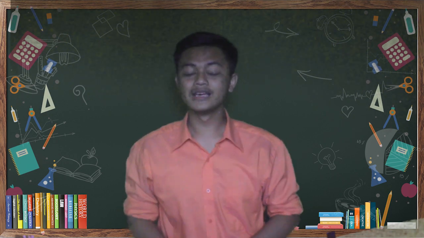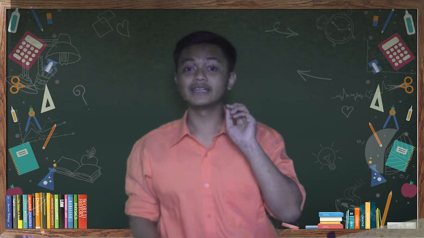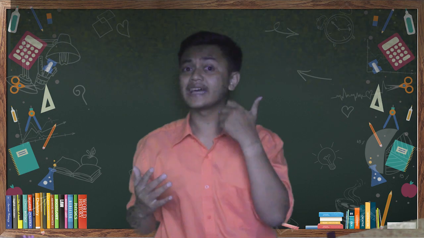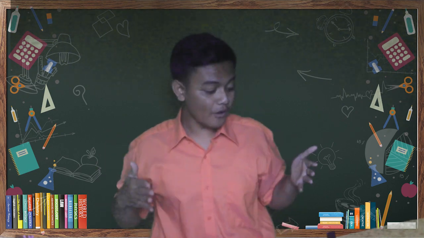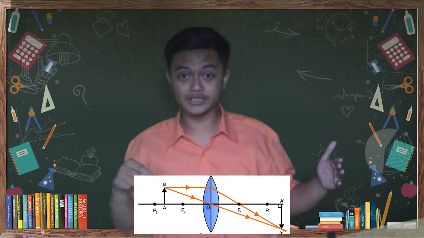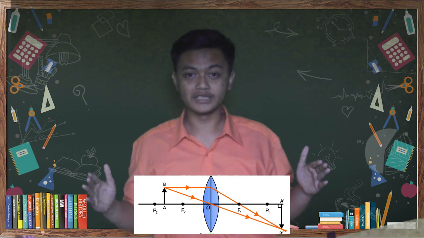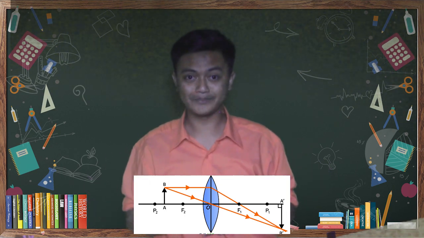And then the fourth step: after you add the first ray and the third ray, you will find the intersection. You will find the intersection in these pictures. Now, the intersection is the image formation of the convex lens.